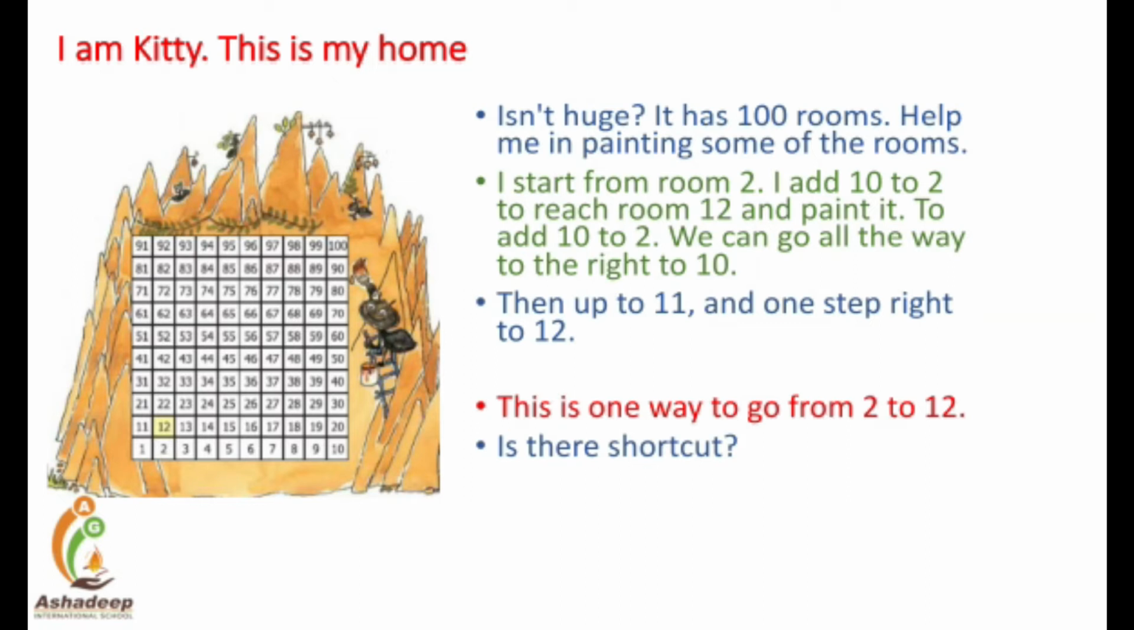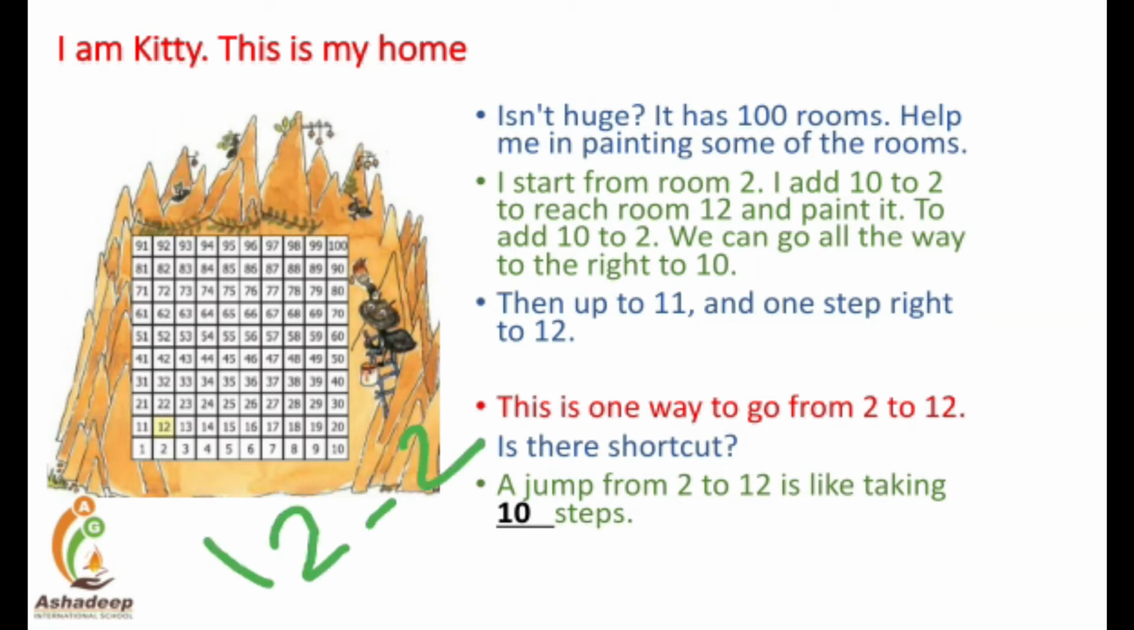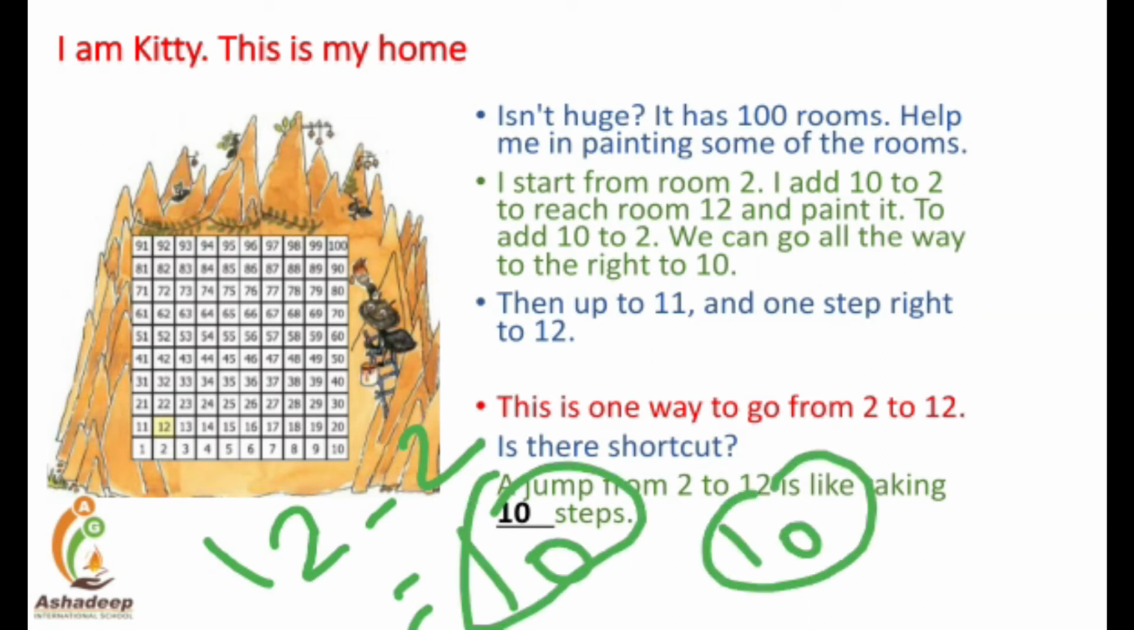The next thing is a shortcut, right? I am already telling from these pictures, one of the questions: a jump from 2 to 12 is like taking blank steps. A jump from 2 to 12 is like taking 10 steps, means 2 से 12 तक हमें जंप करना है, right? So how many steps are we covering? See, like that 2 से 12 तक जंप करना है. So 12 minus 2, we are getting 10 as the answer, right? So the total steps, final answer, is 10.